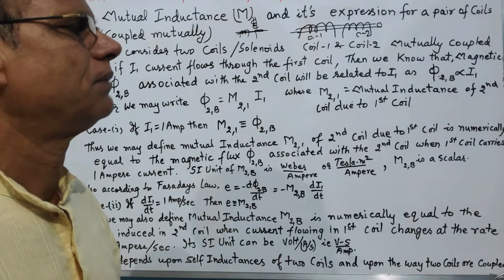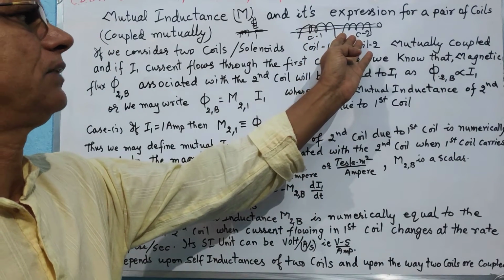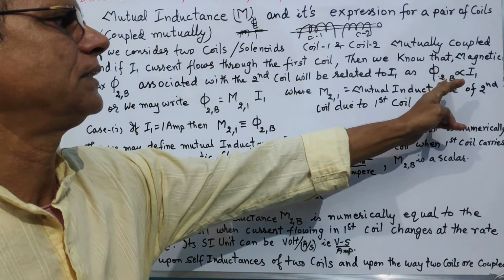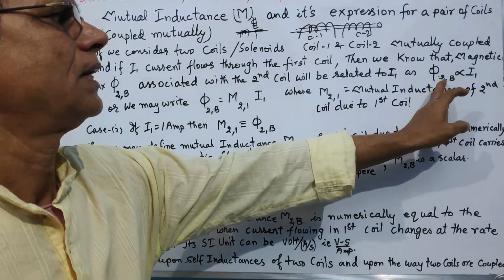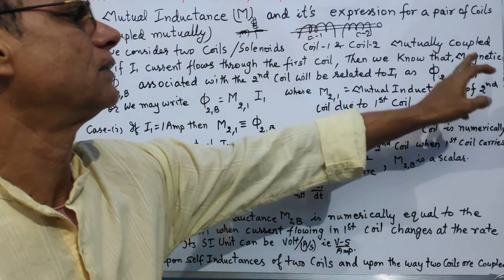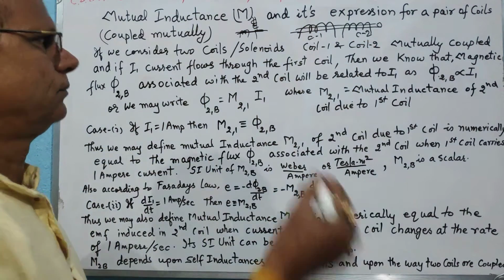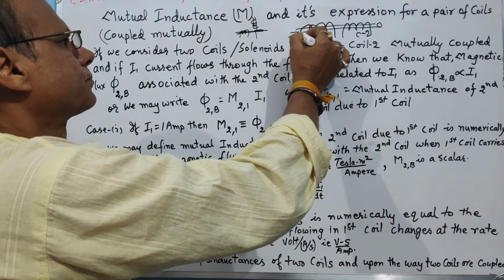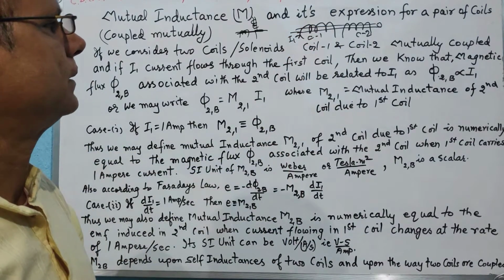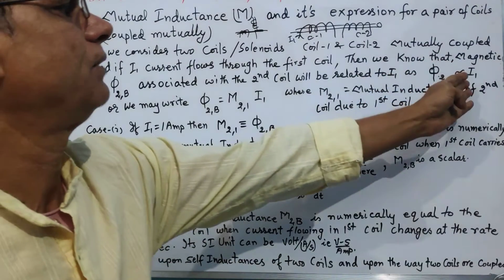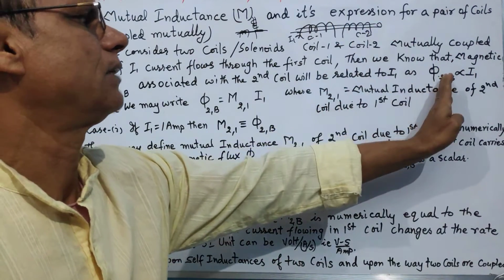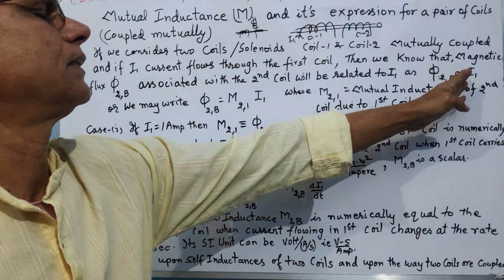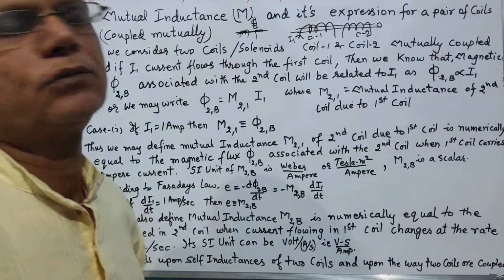So we can very much understand that the magnetic flux associated with the second coil, say phi 2B, where B refers to the magnetic field, is directly proportional to the current I1 flowing through the first coil. We assume that current I1 is flowing through the first coil, and the lesser the current flowing through the first coil, the lesser will be the magnetic flux associated with the second coil. So that means we can write them as related proportionally.